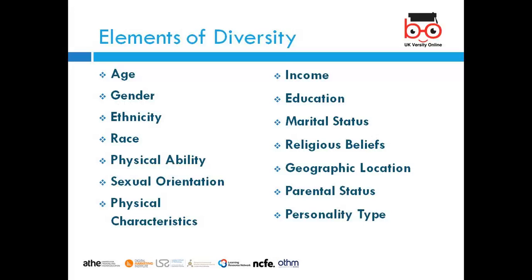So we need to look at gender, education, ethnicity, marital status, whether somebody is married or not. We're not supposed to eliminate them. We're supposed to have more diversity and more cohesion. We're supposed to involve them in decision making as well. Religious belief, physical ability, geographic location, sexual orientation, parental status, physical characteristics, personality types, all these are elements of diversity.